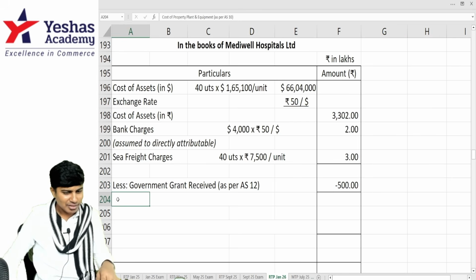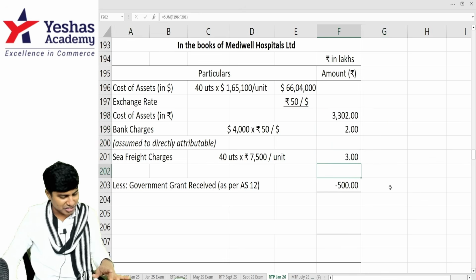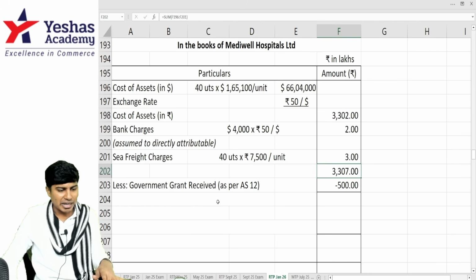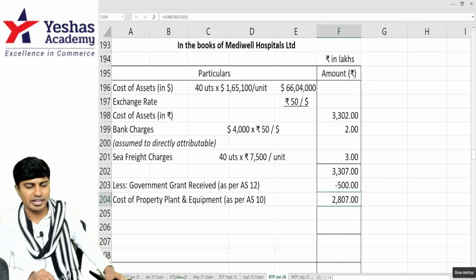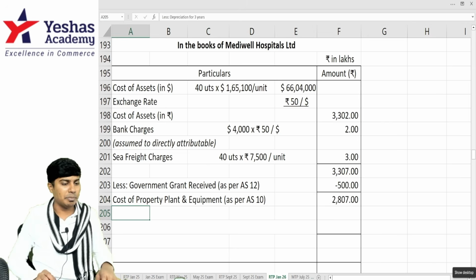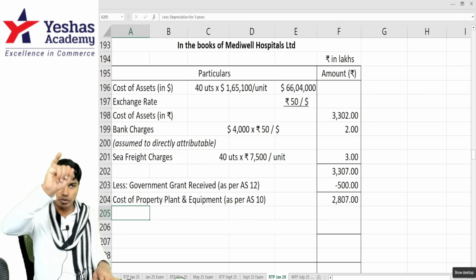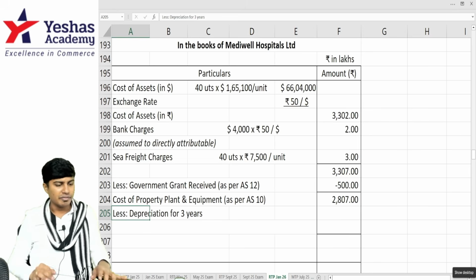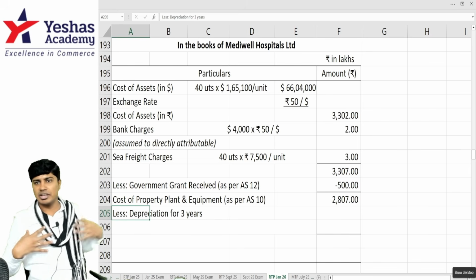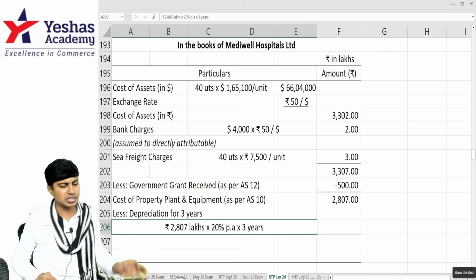Let's see this. 3,302 plus 2 plus 3, 3,305, 4 plus 3, 7. Minus 500 government grant, cost of PPE will be 2,807. This has to be depreciated at 20% for 3 years. What are the 3 years? 22-23, 23-24, 24-25. When they told financial year 22-23, I'm assuming beginning. 3 years. Please do 20% for 3 years.